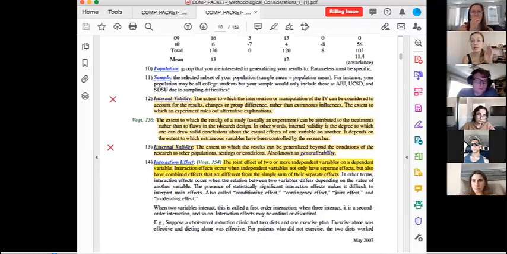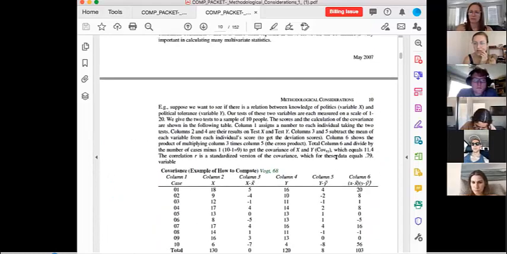Okay, validity and reliability is a big one. Does anybody want to give it a shot at first explaining what the difference between reliability and validity is before we go to the different types?